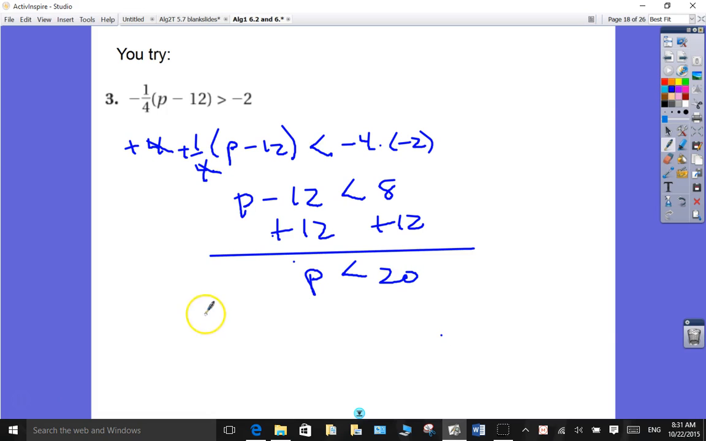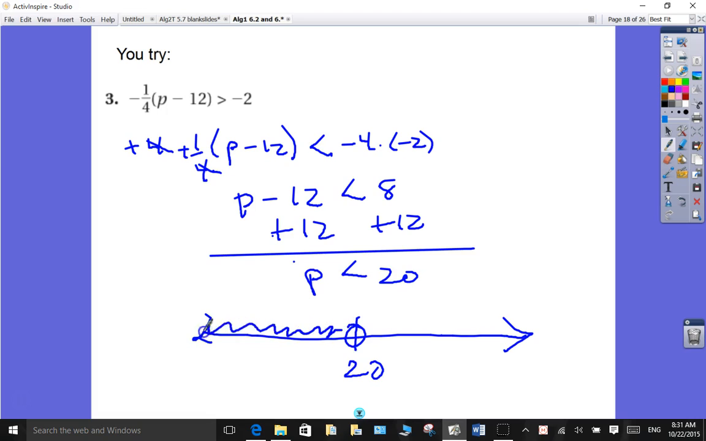So graph, 20 in the middle, open, left, left.